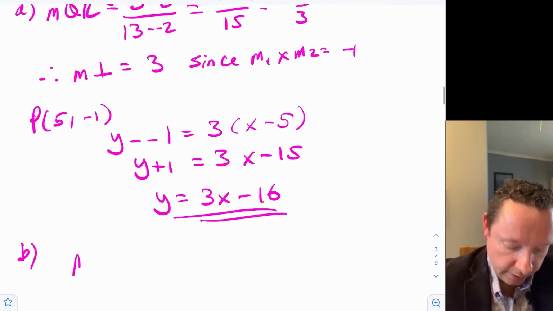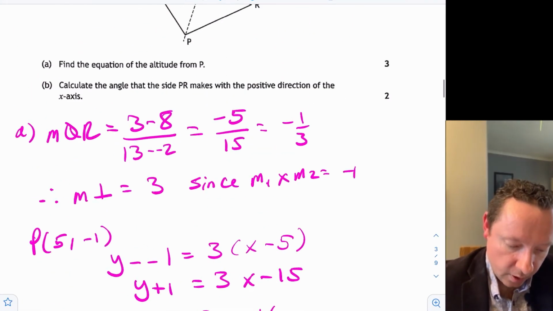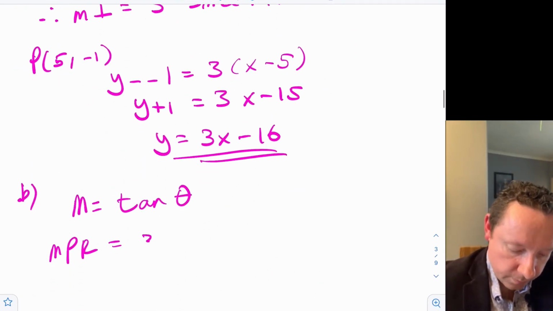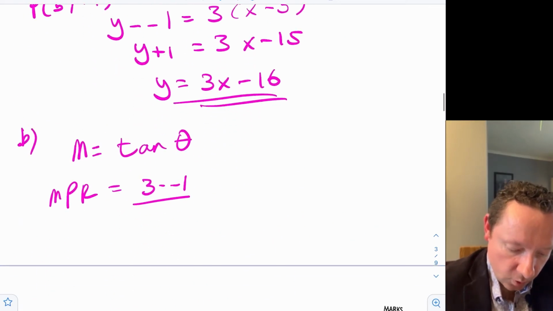Well, we know that gradient equals tan theta. So we need the gradient of PR. So let's look at P and R. We've got R, 3 minus minus 1 on the top, over 13 minus 5 on the bottom.